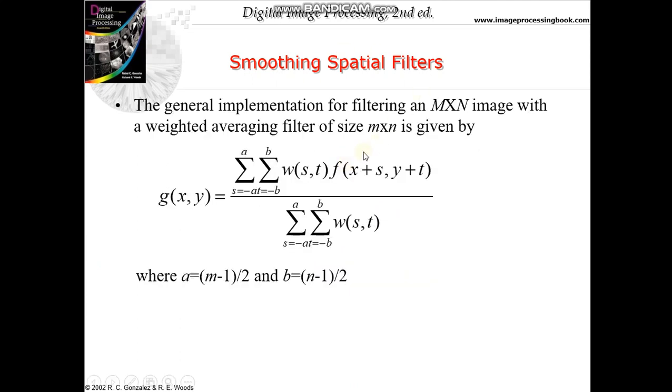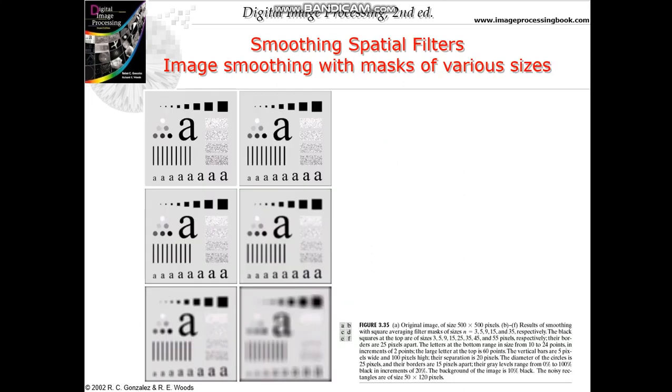So here is the implementation of the smoothing filter, and here is the result of an image which has undergone the smoothing operator. Our original image is A. It is of size 500 by 500. The results of smoothing with a square averaging filter mask of size n equal to 3, 5, 9, 15 and 35 are shown. Smoothing means averaging and it reduces the noise. But when the size of the filter increases, the image becomes blurred.